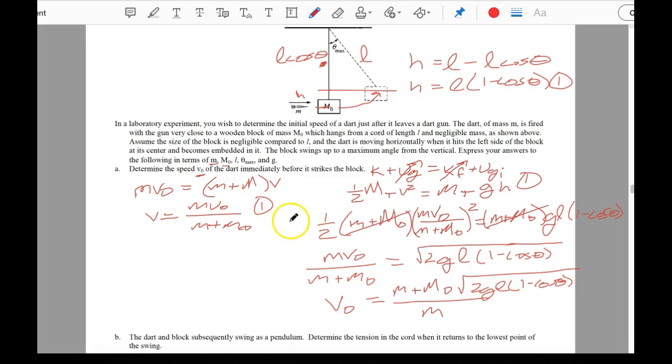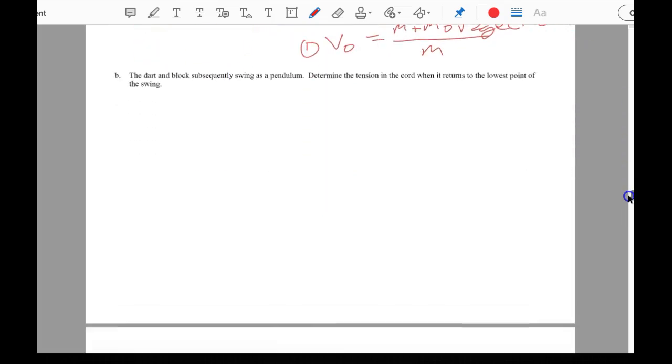So you've got 1, 2, 3. When you substitute in, you get a point, and then you get a point for the final answer, making sure that you've got everything in there correctly. And that would be the first several points. Let's go ahead and take a look at letter B.